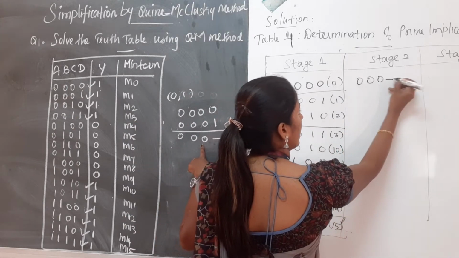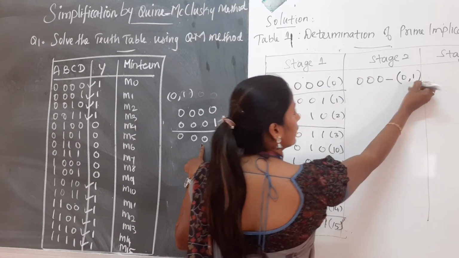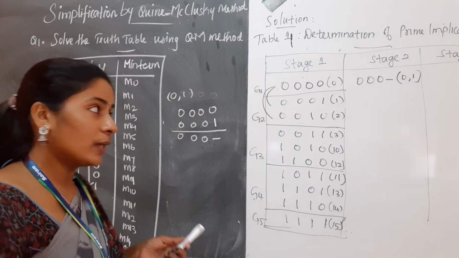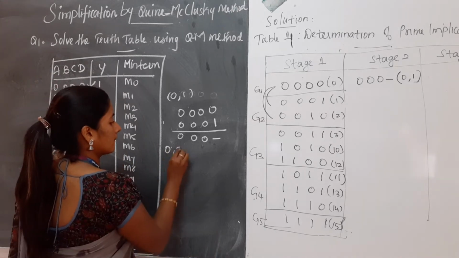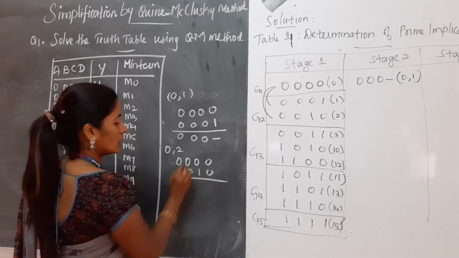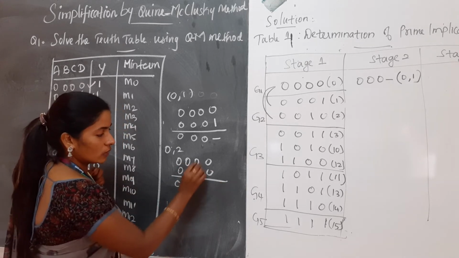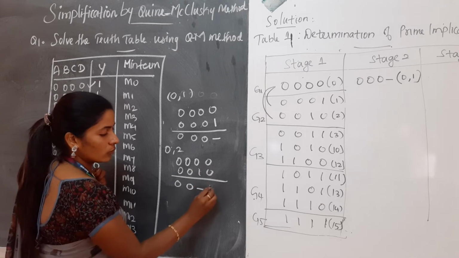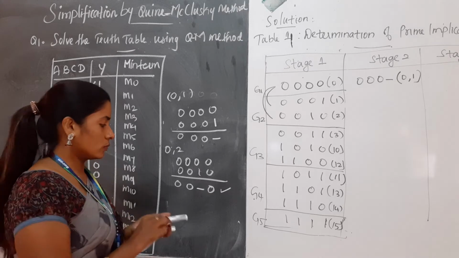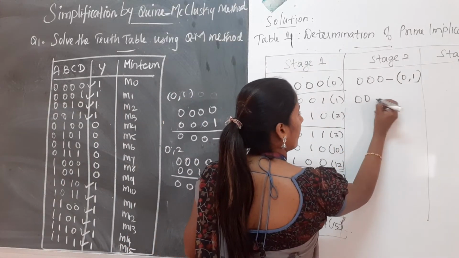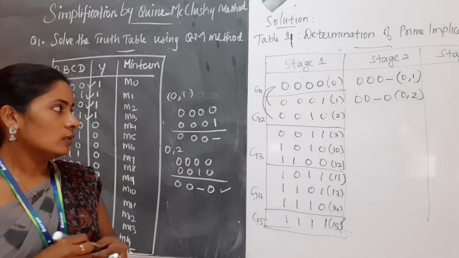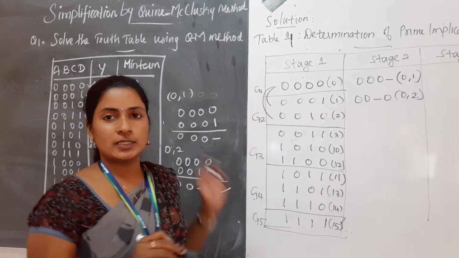So now in stage 2 I will write 0 0 dash. This I got from 0 and 1. Next I will compare 0 and 2. 0 0 0 0 and 0 0 1 0 gives 0 0 dash 0. Again I got a single dash, so this can be written in stage 2. In bracket you write 0 comma 2. So G1 and G2 comparison is over.